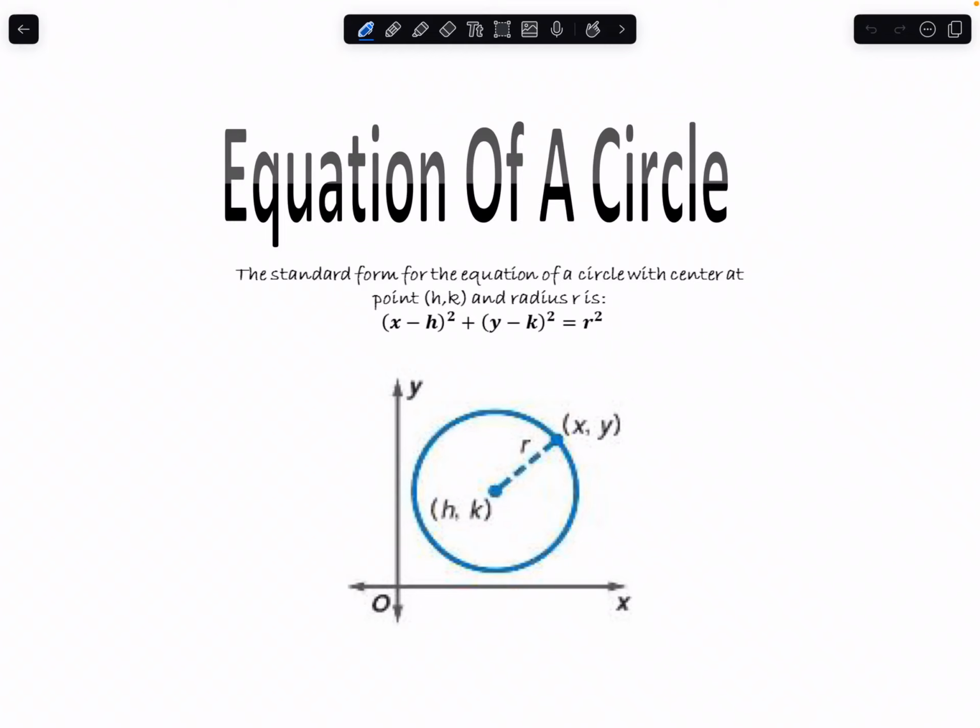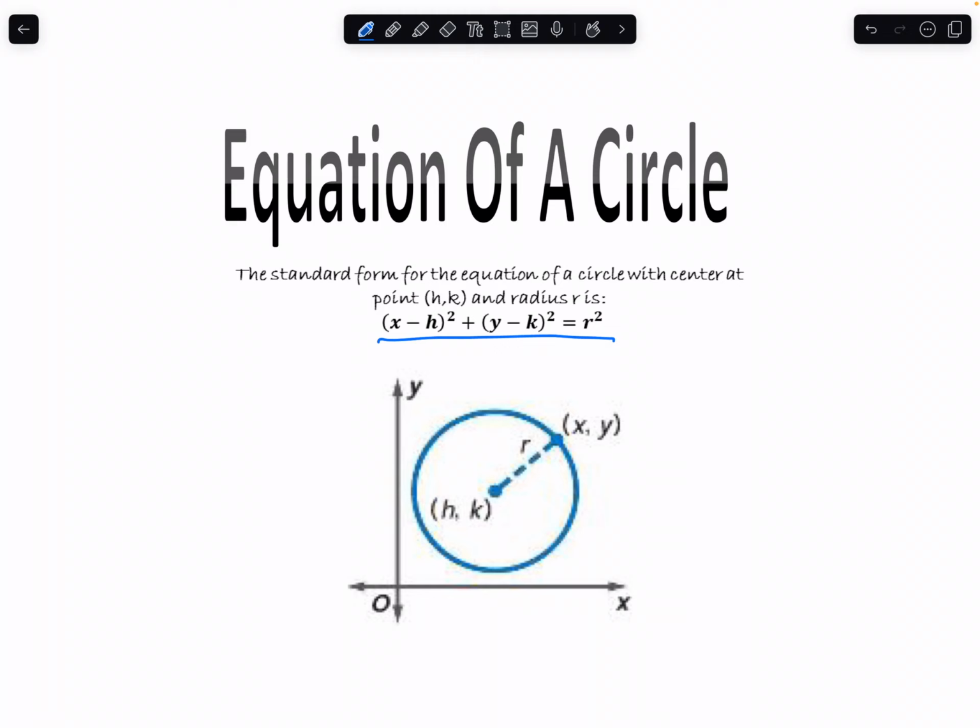Hi, welcome back. In this video, we're going to talk about the equation of a circle. Our goal is, given a graph, can we find the general equation of a circle? And given the equation, can we find the center, radius, and then, of course, do a graph with it?